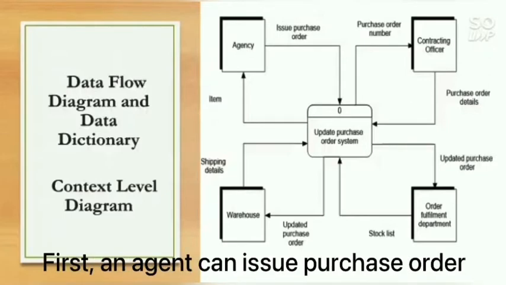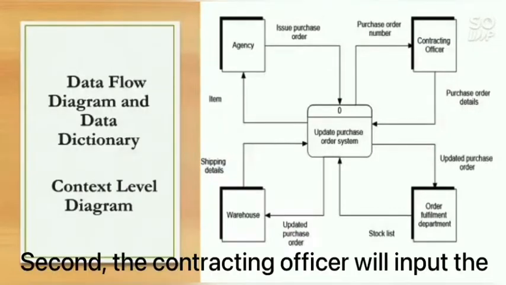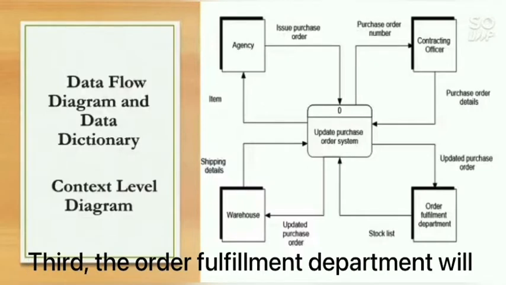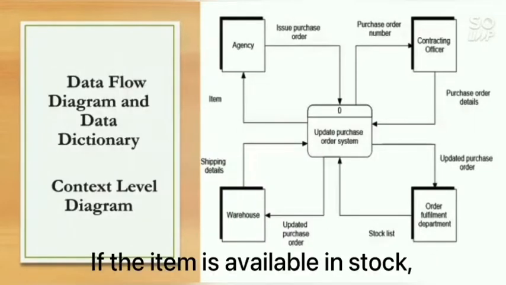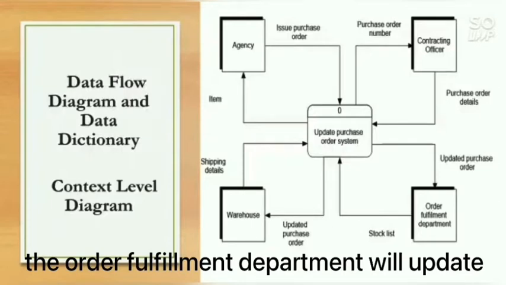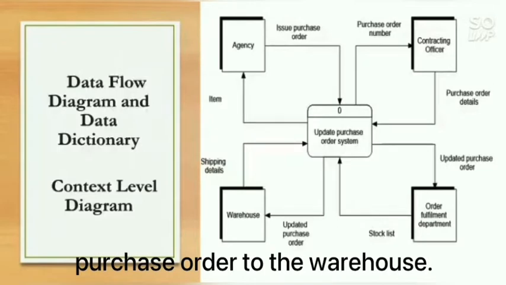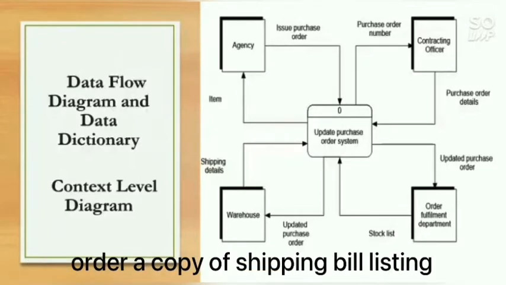First, an agent can issue a purchase order at the agency part. Second, the contracting officer will input the purchase order number and write the order. Third, the order fulfillment department will check the updated purchase order. If the item is available in stock, the order fulfillment department will update the purchase order system and send the purchase order to the warehouse. Lastly, the warehouse attaches to the purchase order a copy of the shipping bill listing the items shipped.